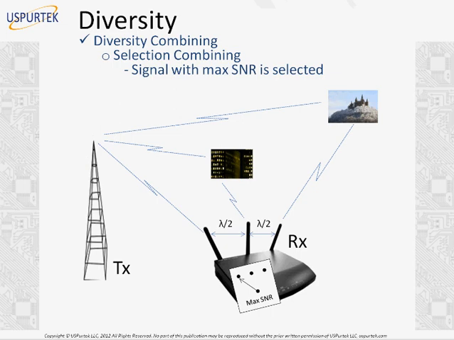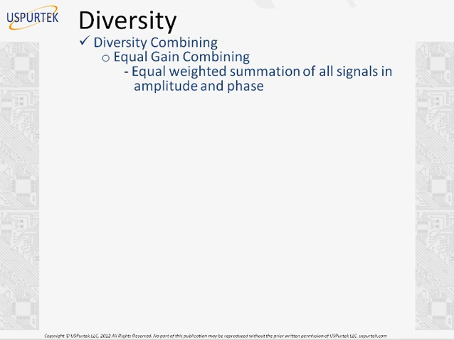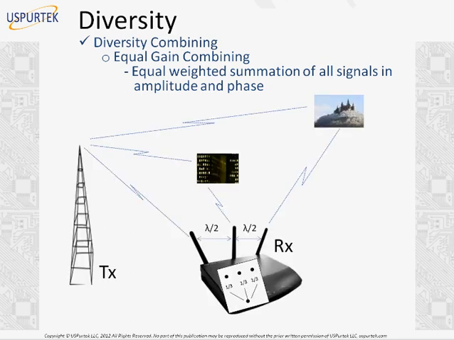Now in this technique, you receive these 3 different signals, and there is a switch on your receiver which selects the signal that has the maximum signal to noise ratio. You just select that one. Once it falls below a threshold, then you move on to the next one. So this is how you combine the 3 different signals traveling over 3 different paths.